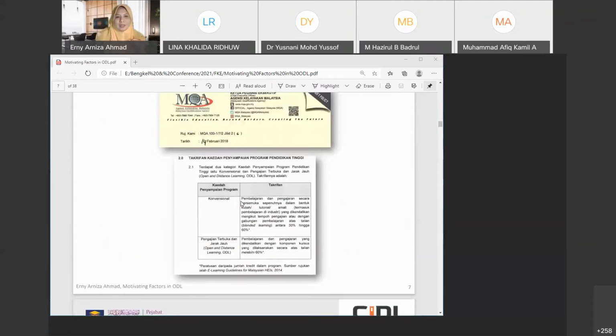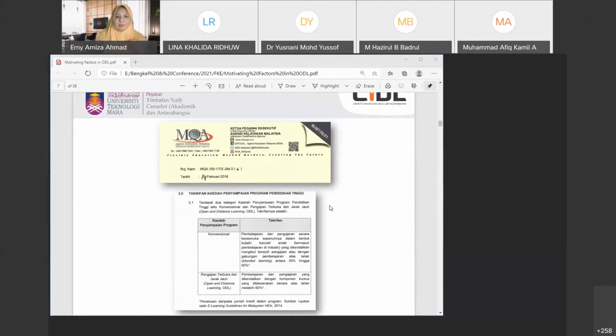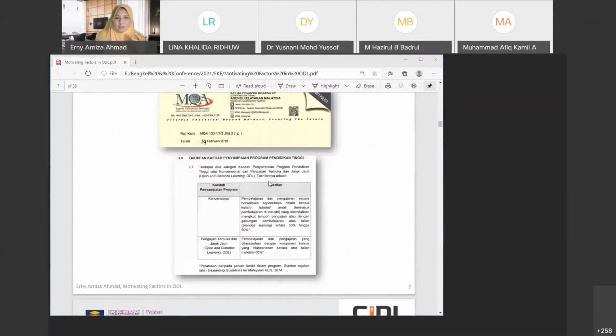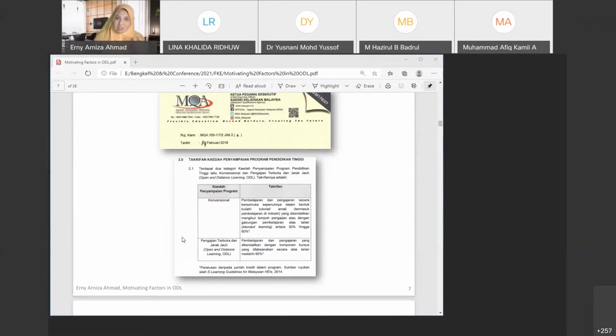Right. So lagi ini daripada MQA. ODL dia ada pecahan dia. Kalau nak jadikan ODL, UiTM perlu follow, perlu ikut kaedah yang telah ditetapkan sebenarnya. So we act according to the rules and instructions.